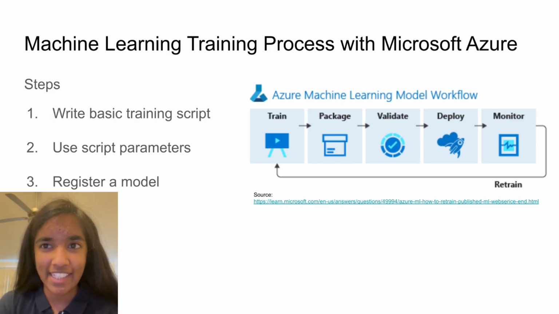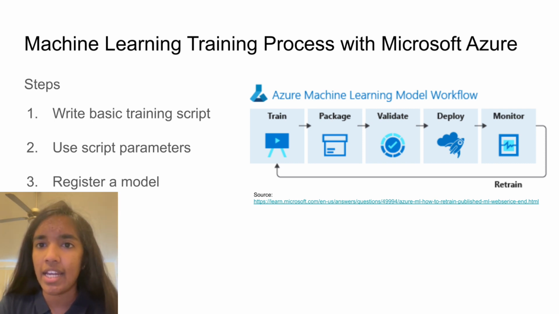Hi, my name is Ritika, and I'll be briefly discussing the overall machine learning training process in Microsoft Azure. In machine learning, training a model means helping a specific model understand and recognize different patterns from labeled examples. Specifically, in Microsoft Azure, several steps are needed in order to train a model. First, one needs to write a basic training script in Python, for example, and after saving it in the outputs folder, one can then run the script as an experiment to actually train the model.